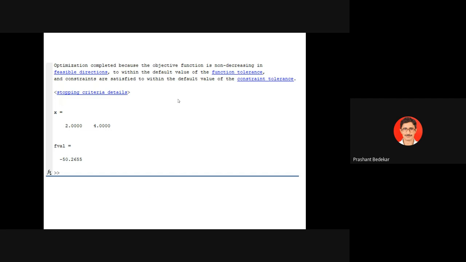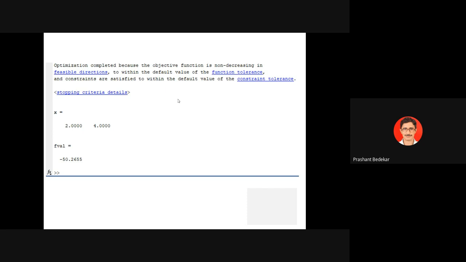Function value is minus 50.2655. So actually the function value is positive 50 because our original function was of maximization type. So the actual function value is positive 50.2655. So this is how we have to use fmincon. This particular function needs a lot of practice. When you use it, you actually need a lot of practice. There are different things that come up and we have to handle all the situations. So for that practice is required.